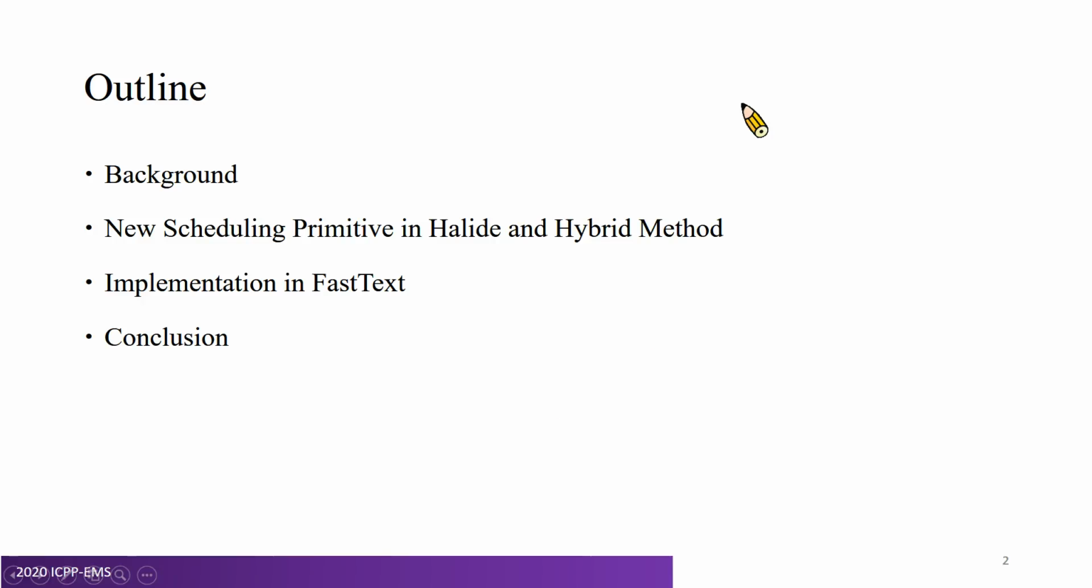My presentation is divided into 4 main sections. First, I will introduce the background of this study. Second, it will be the scheduling primitive in Halide, and this is the method with which we implement our work. Then, we show an application example, which is FastText, a machine learning library from Facebook. And finally, we conclude this paper in the end.